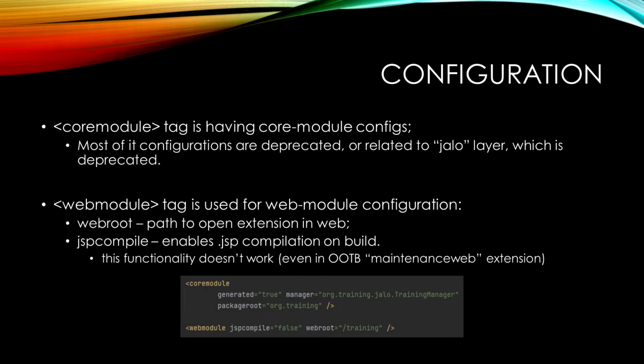The core module tag mostly has deprecated configurations, so I skip it. The web module tag is used to specify webroot as the path for the extension in web, and JSP compile that enables JSP file compilation, but I wasn't able to make it work even for the out-of-the-box extension.